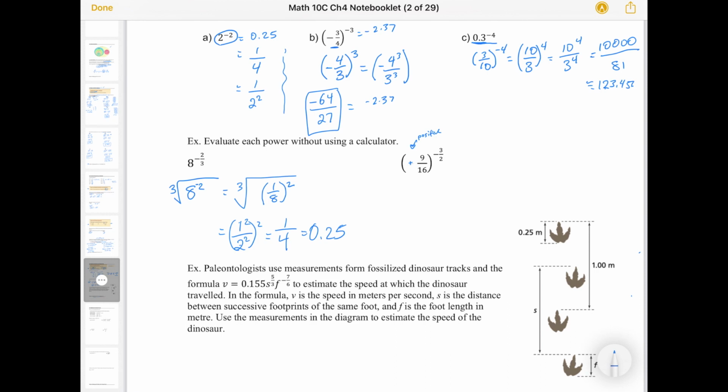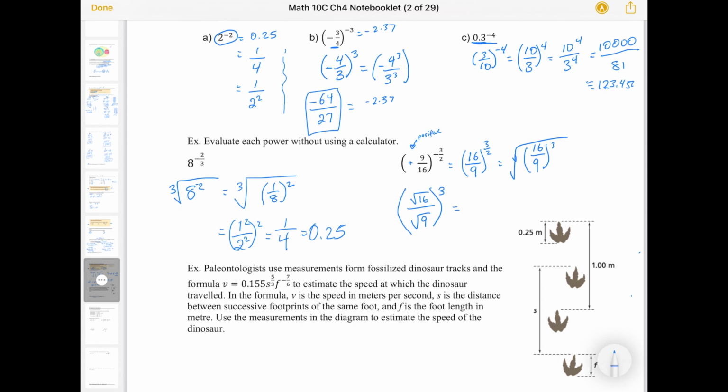Okay, so let's deal with this in steps. Let's deal with my negative sign. That is going to be 16 over 9. I take the reciprocal, the 3 over 2. Now let's deal with our denominator first. So that means I have the square root of 16 over 9 to the exponent of 3 still. Let's work with the square root, because both 16 and 9 are perfect square numbers. So I have the square root of 16 over the square root of 9, all to the exponent of 3.